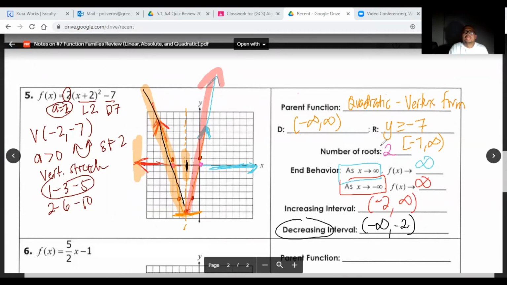Okay, there you go. That's how you identify the characteristics of the given function for a linear, quadratic, and absolute value. Okay, and again, hope you learned something. As always, kaboom.